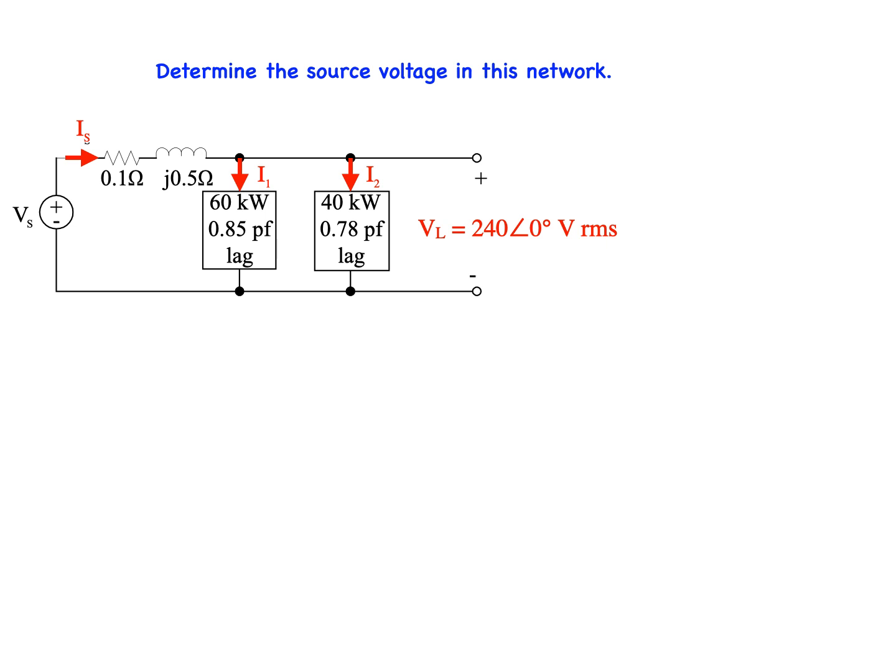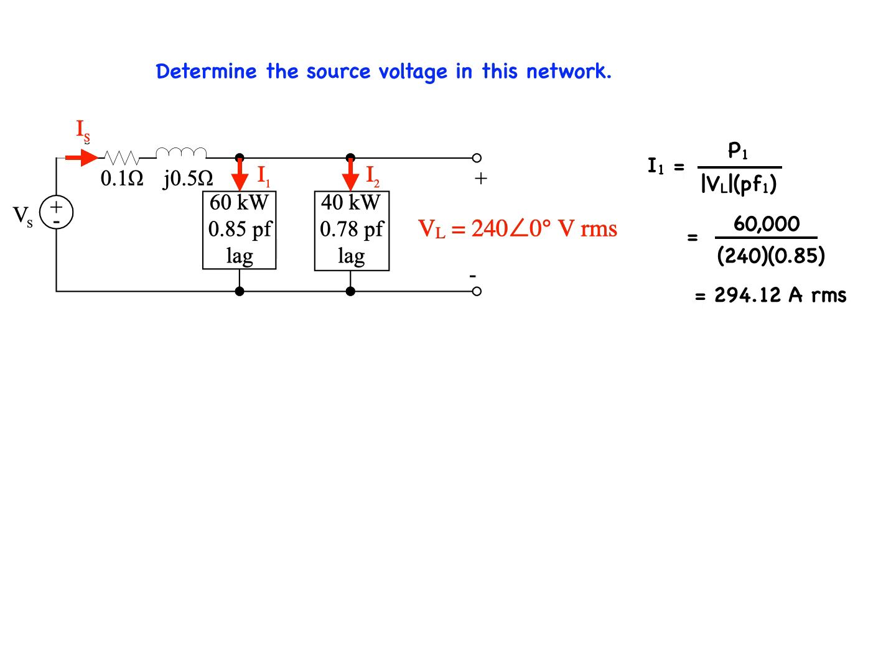The magnitude of current I1 is equal to P1 divided by the magnitude VL times the power factor PF1. All of these values are given. All we need to do is plug them into the equation, and we get 60K divided by 240 times 0.85, or 294.12 amps RMS.